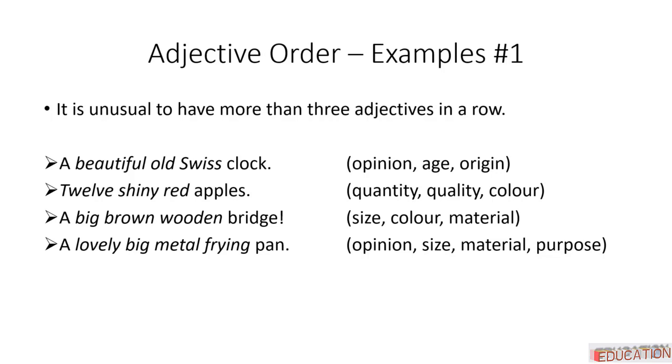And if we try to put those the wrong way around, any of them, they would really sound unusual. So if you said red shiny 12 apples, that just sounds so weird. Or 12 red shiny apples, it just doesn't quite sound correct. And I'm afraid you just have to accept this and try and get the order correct.